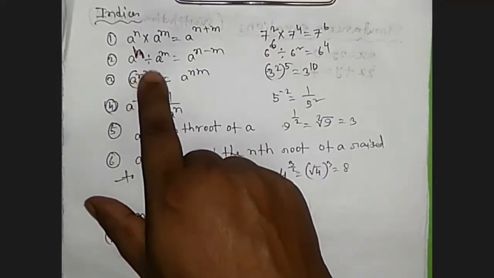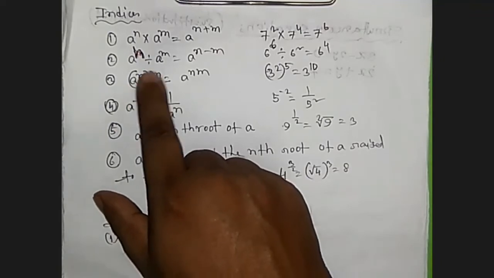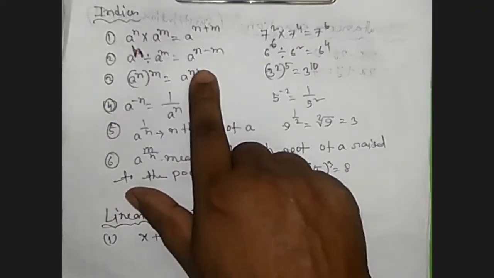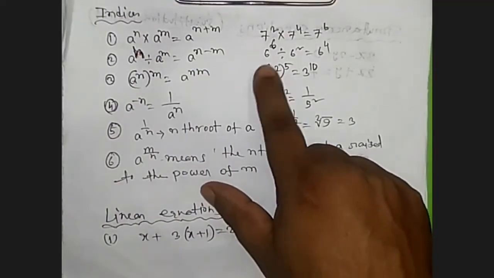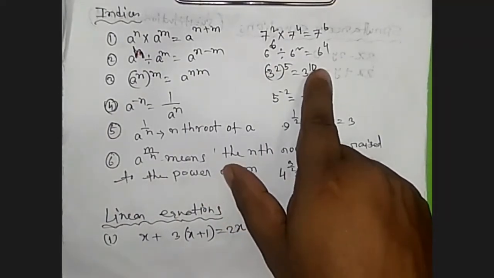And see, when there is a power of a power, we just multiply the powers, that is n times m. Example, 3 squared, whole to the power 5. So that is 3 to the 10.